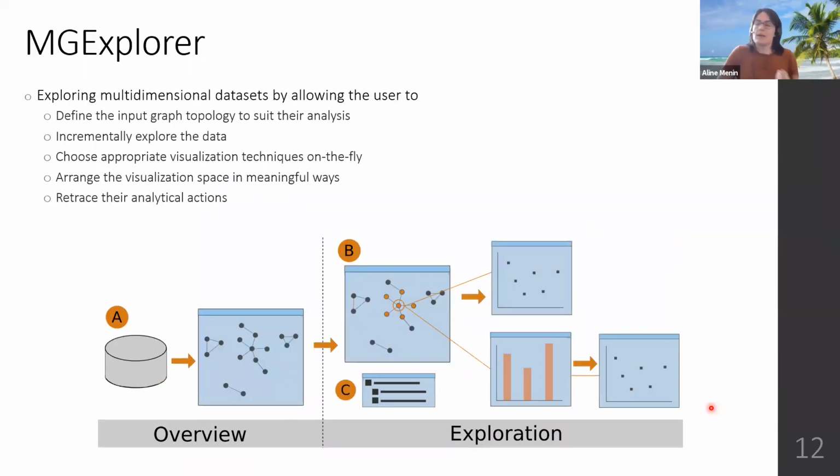Then we have the DMG Explorer. DMG Explorer was initially created to support the exploration of multidimensional graphs. The idea is that we can define the input graph topology. So we can work with co-authorship, we can work with co-occurrence of keywords, for instance. I'm gonna show you some examples later.